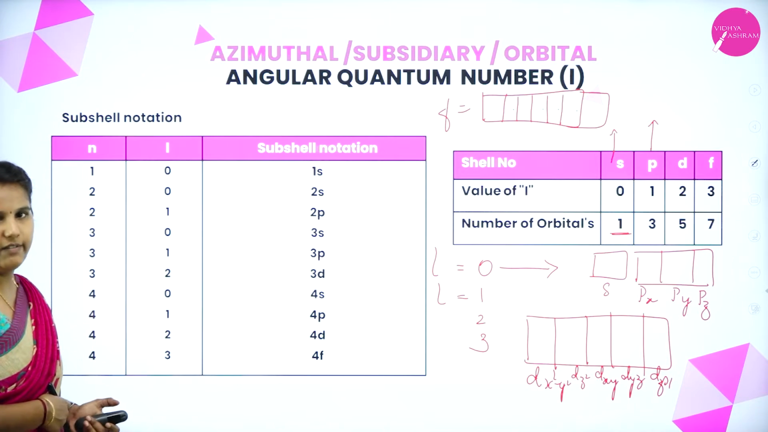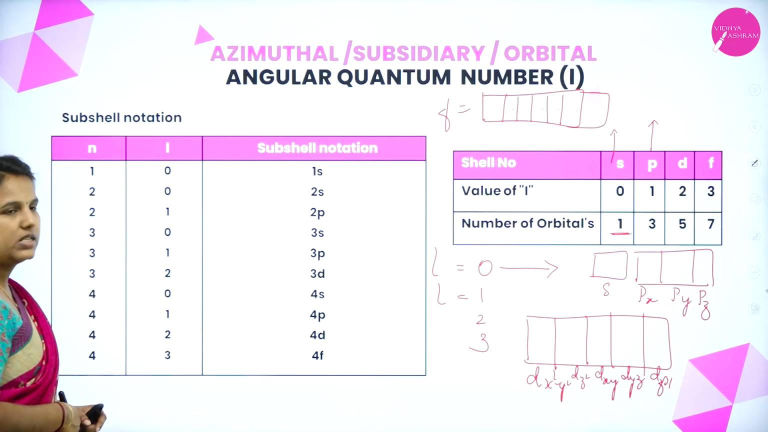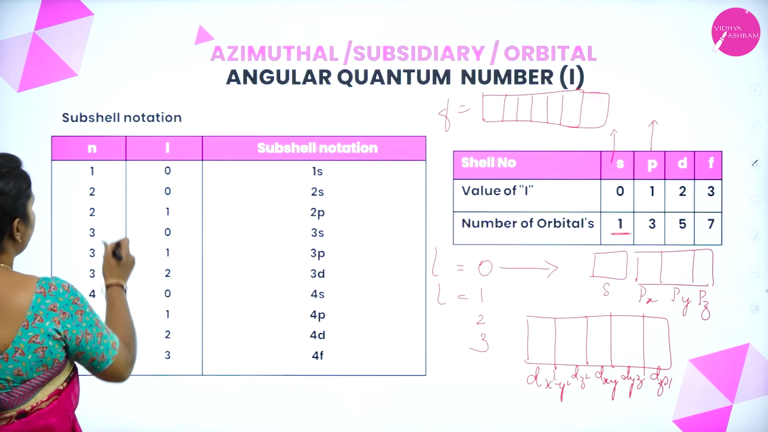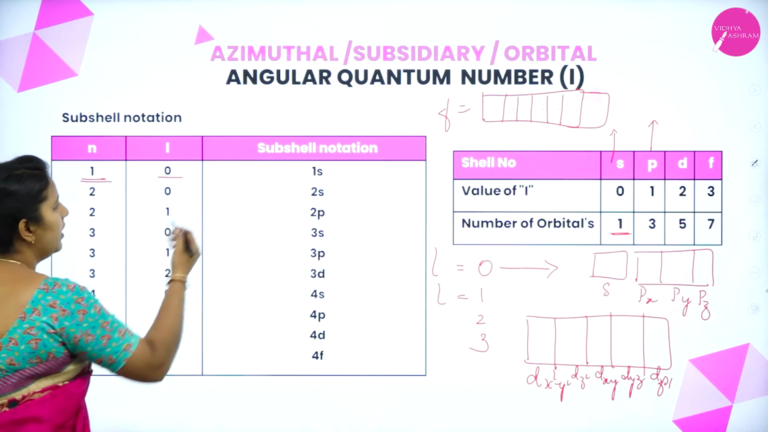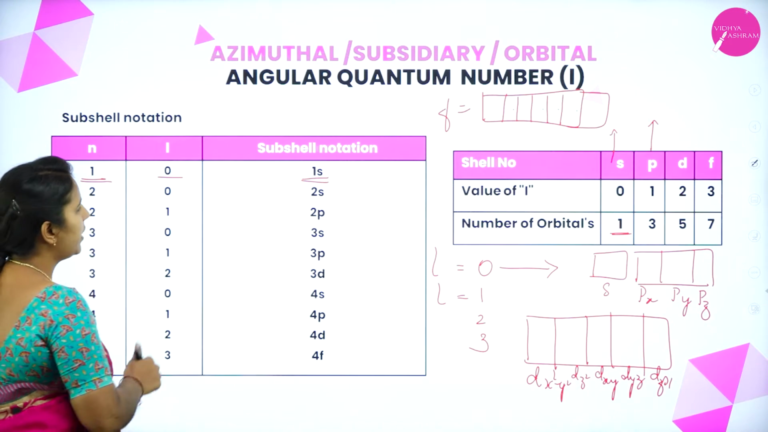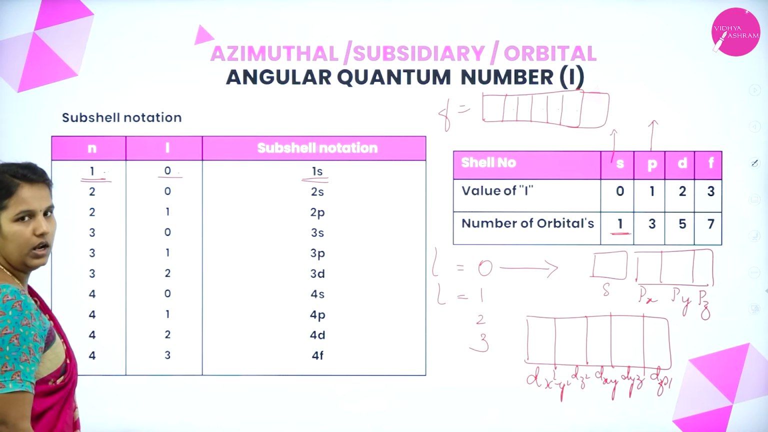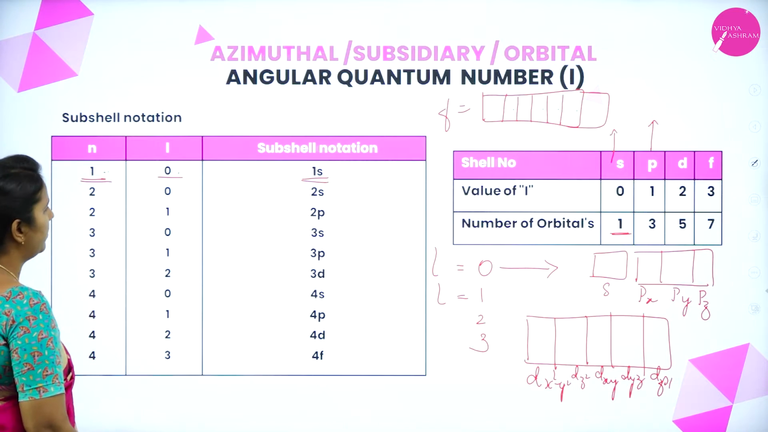By using the L value and the principal quantum number, we will see what a subshell is and how we will name it. If n is equal to 1, we know that the L value will be 0 and the subshell will have the notation 1s. Because L is equal to 0, it consists of only 1 orbital, hence it is an s orbital.